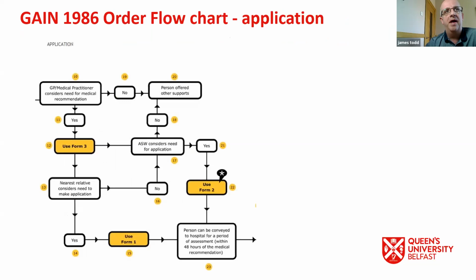And then that's the flow of the application process. So the Form 3 is the recommendation. That then triggers an application by either yourself or the nearest relative. My advice would always be that it's better for the relationship between the client and the nearest relative if the ASW or the relevant social worker makes the decision or makes the application.